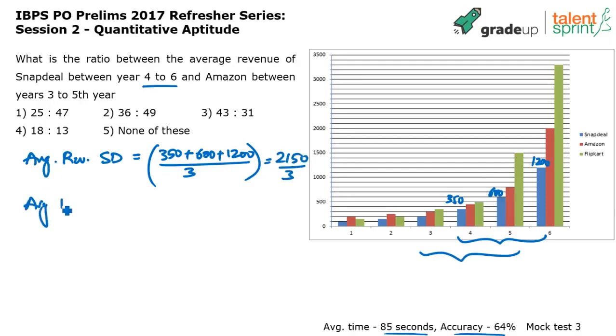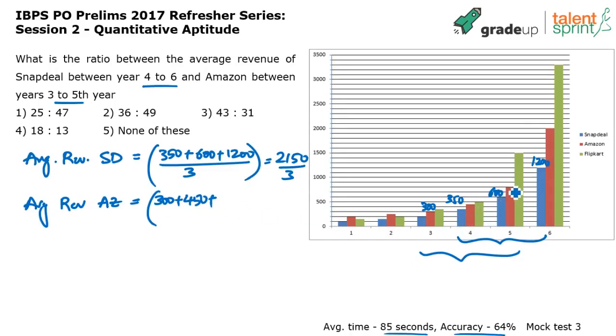I'll tell you why. Then the average revenue of the other company, Amazon, but from which years? From 3rd year to 5th year. Be careful, 3rd year to 5th year. So 3rd year Amazon is this red graph, right? So 3rd year Amazon is 300, right? 300 plus 4th year Amazon is what? 450, right?